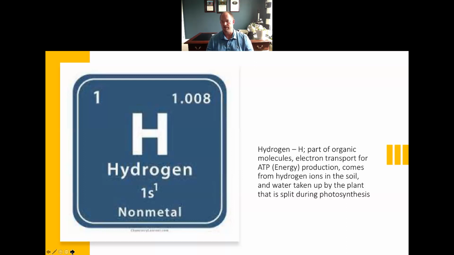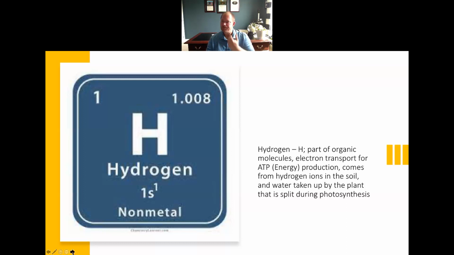So the next one down from carbon, as far as presence in the plant being a macronutrient, would be hydrogen. Hydrogen is part of all the organic molecules. It also plays a critical role inside the plant as far as electron transport for ATP, or energy production. This comes from hydrogen ions in the soil and water taken up by the plant that is split during photosynthesis. When we talk about photosynthesis inside of plants, and turf is no different, it's using energy from the sun and various enzymes and compounds inside the plant to split that water into oxygen and hydrogen. The hydrogen is then used as part of what they call the electron pump mechanism inside the plant, where it's used to produce energy in the form of ATP.